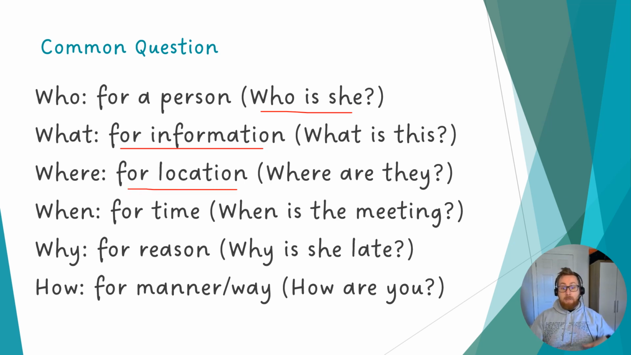Where? Location. Where are they? When for time. When is the meeting? Why we use for a reason. Why is she late? And how? The manner or way that you would do something or the way that someone feels. So, how are you?